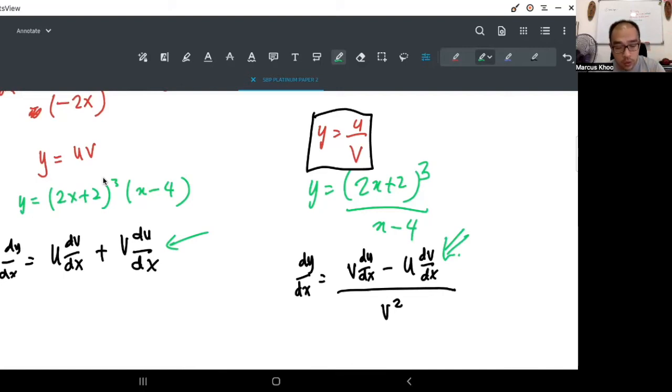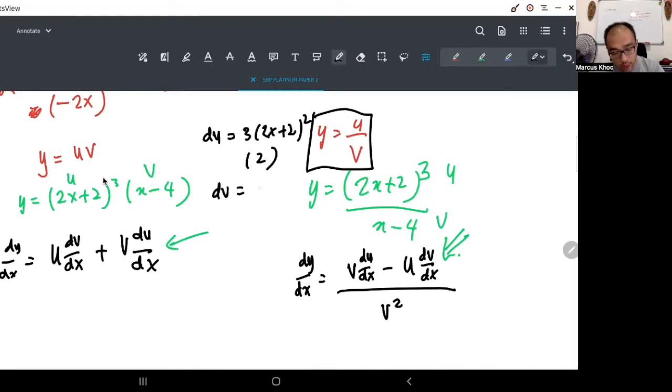Okay, so this is u, this is v, this is u, this is v. So you want to find du, right? So du will be equals to 3 times 2x plus 2 squared times 2. dv will be 1. Okay, like that. Then you cross multiply.